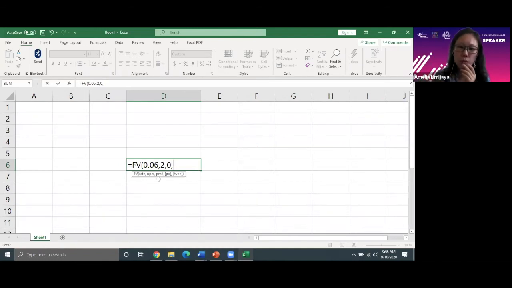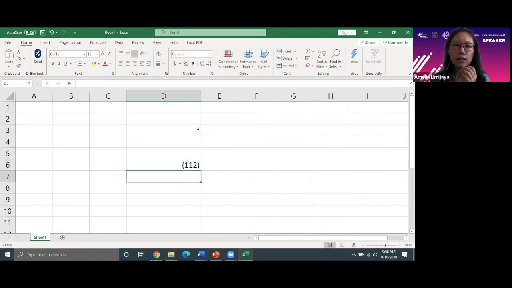And then the next one is PV. PV is the present value. It is the $100 that we have now. And if you take a look at my Excel, it also has one last component, type. But again, I'm not going to discuss the type at this point, because you learn this in finance course. So I'm going to just close my bracket here. Then I'll press enter so that Excel will give me the result.